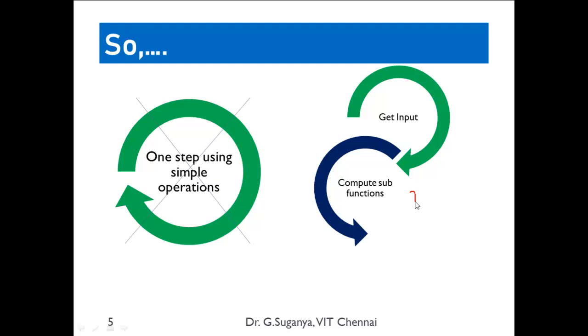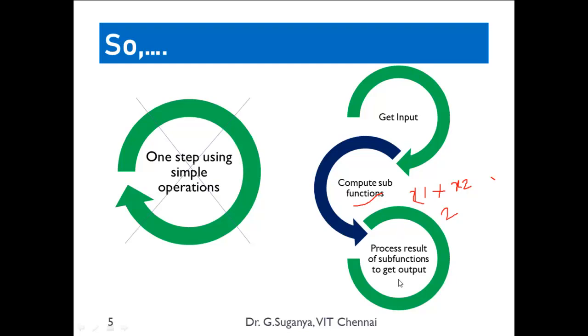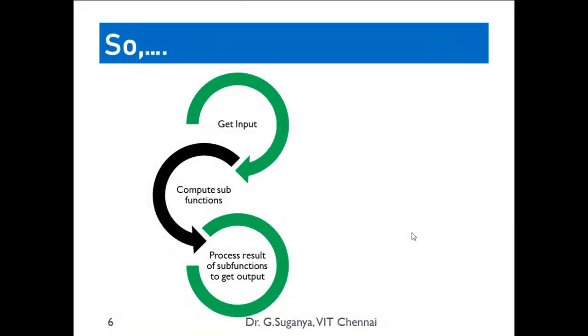So what is the first subfunction? x1 plus x2 as your first subfunction, and x1 bar plus x2 bar as your second subfunction. Both need to be multiplied. So we need to compute some subfunctions, and the result of these subfunctions has to be processed in order to get the results back. How could this be implemented using a perceptron? That's the next question.